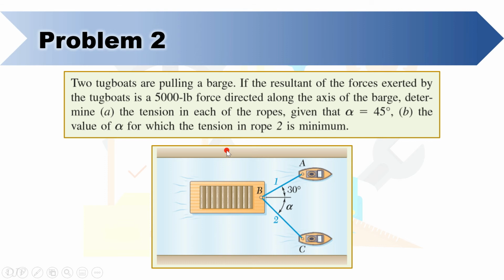But when we imagine the situation of the problem, the two tugboats are pulling the barge. So this means that the resultant force is more inclined to act along the horizontal axis rather than on the vertical axis. Therefore, for this problem, the axis of the barge that this problem is referring to is the horizontal axis. Let's write first what is required.